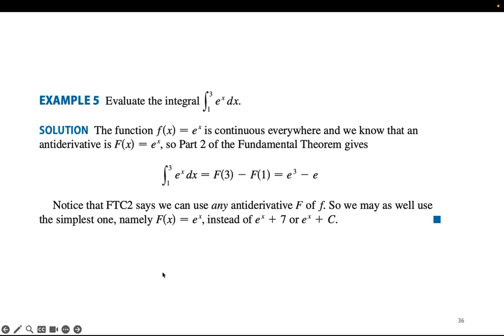Notice that this theorem says I can use any antiderivative. I can pick any constant I want. For example, instead of picking e^x, I can say e^x plus 7 or e^x plus C. Turns out that doesn't matter, because if I do e^x plus 7, there's a plus 7 here. When you plug in, there's also a plus 7 here, so the two will cancel out. So it doesn't matter which plus C you pick. The difference will cancel it out anyway. Always get the same answer.